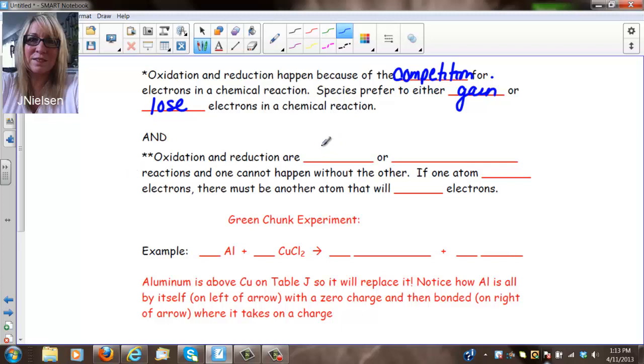Oxidation and reduction are mutual, or as I said before, simultaneous reactions, and one cannot happen without the other. If one atom gains electrons, then there must be another atom that will lose the electrons.